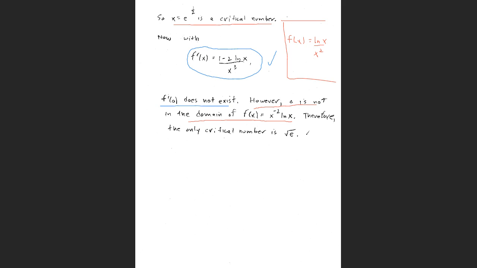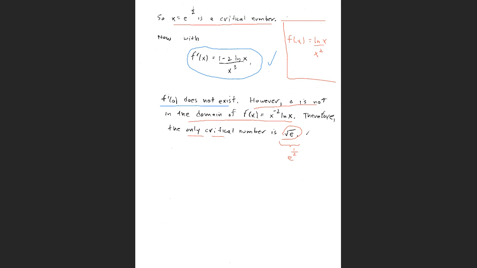So therefore, the only critical number is going to be the square root of e. That's the only critical number. Square root of e is equal to e to the half, right? So you have to be careful in your exercises. I mean, they are free response. I think most all of them are free response. But you have to be careful before you just state an answer.